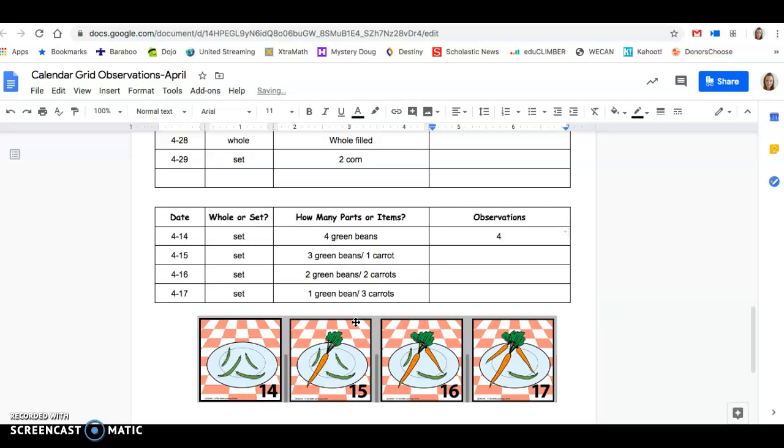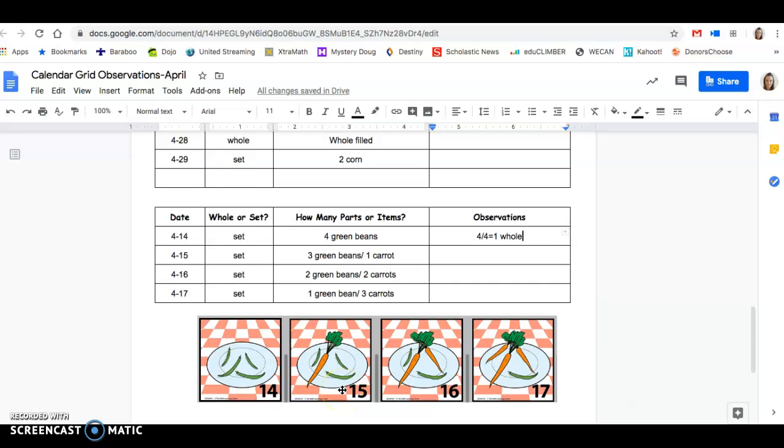So 4/4 is actually equal to the one whole plate. So that's what I'm observing here. Okay, let's take a look at card 15.